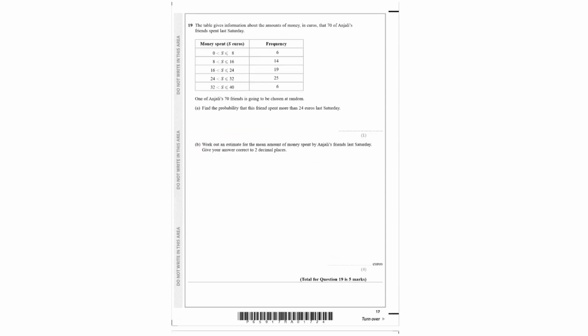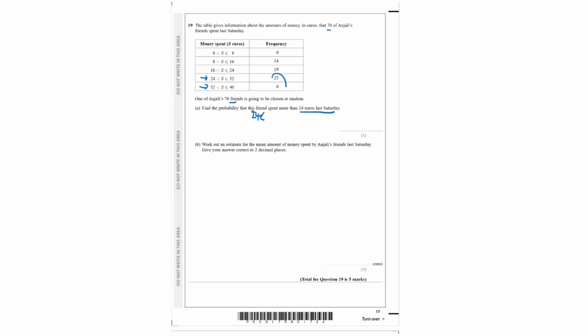Question 19. The table gives information about the amounts of money in euro that 70 of Anjali's friends spent last night. One of Anjali's 70 friends is going to be chosen at random. Find the probability that this friend spent more than 24 euros last Saturday. So we have to find the range that is greater than 24. So we can see here that two different ranges fit our answer, since 32 is greater than 24, and since here the next integer after 24 is 25. So it's also saying that here that is spent more than 24 euros.